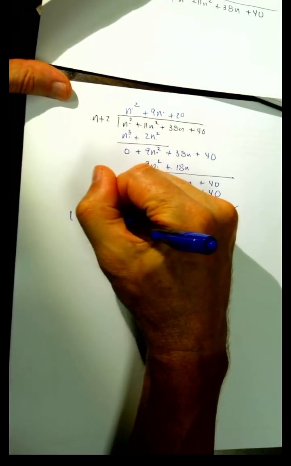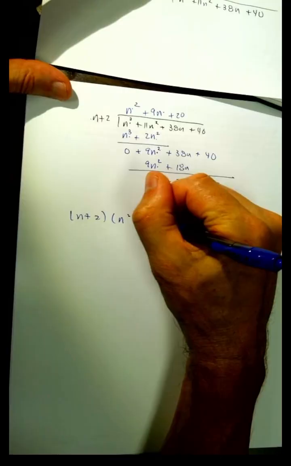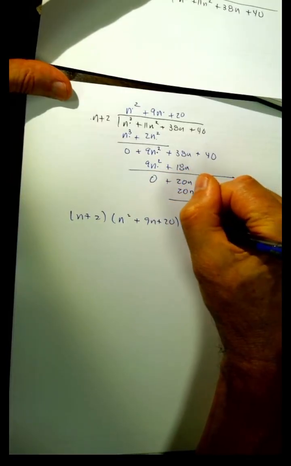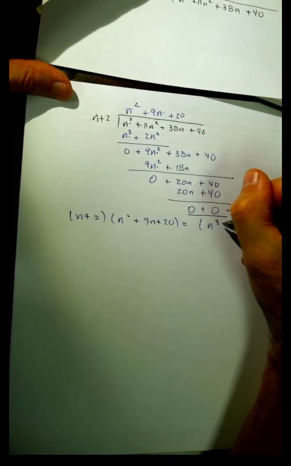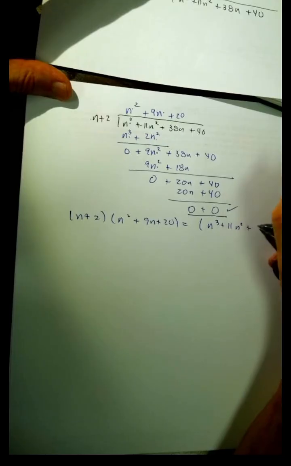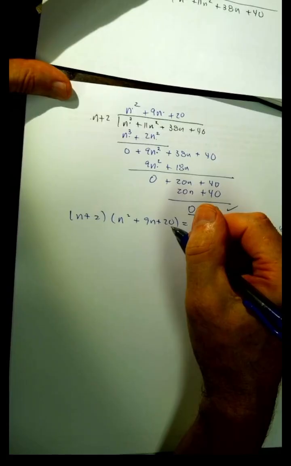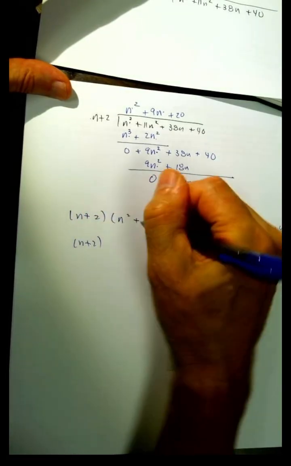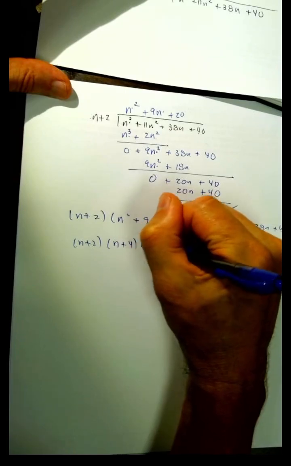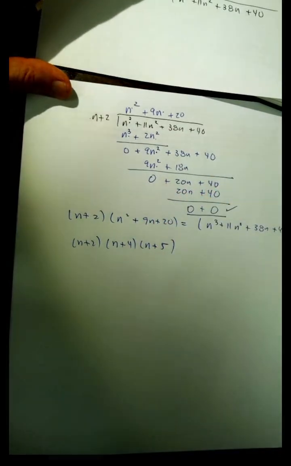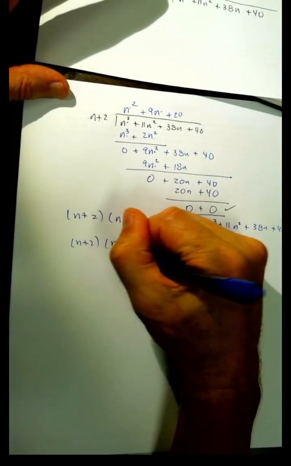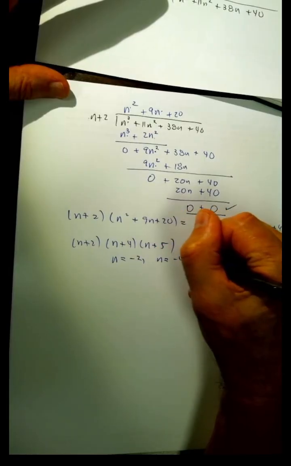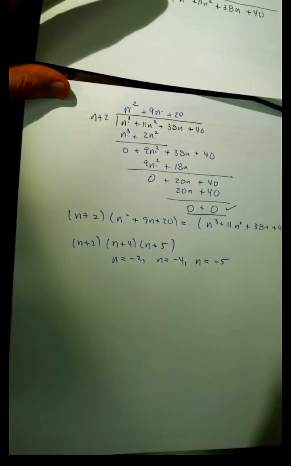This says that n plus 2 times n squared plus 9n plus 20 is equal to my original cubic, n cubed plus 11n squared plus 38n plus 40. And notice here I can factor this. That's going to be n plus 4 times n plus 5. If you do not see this, just use the quadratic formula and you can get it. So that means either n is minus 2, n is minus 4, or n is minus 5.